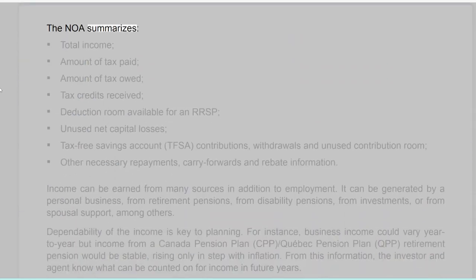The NOA summarizes total income, amount of tax paid, amount of tax owed, tax credits received, deduction room available for an RRSP, and used net capital losses, tax-free savings account (TFSA) contributions, withdrawals and unused contribution room, other necessary repayments, carry forwards and rebate information.